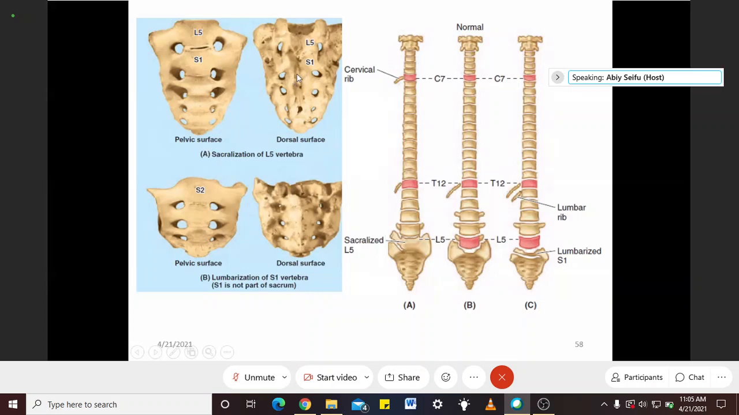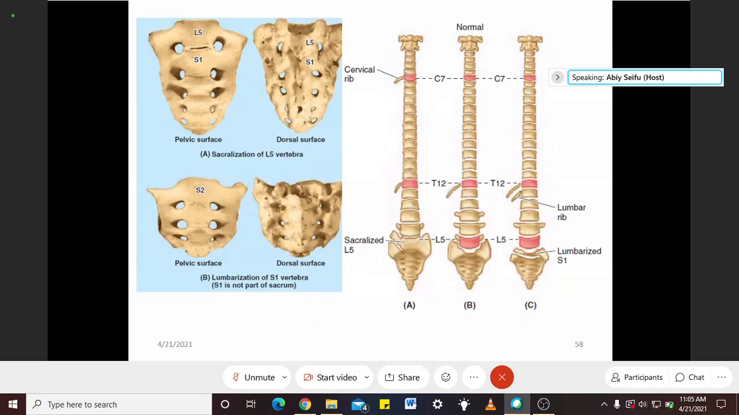This one is the posterior view, and this one is lumbarization. That means the first sacral vertebra is separated from the rest of the sacrum and fused superiorly with the lumbar vertebra. So this one has four, starting from S2 up to S5, whereas S1 is lumbarized, or fused with the lumbar ones.